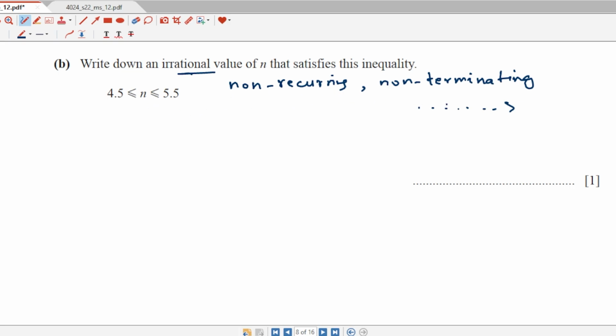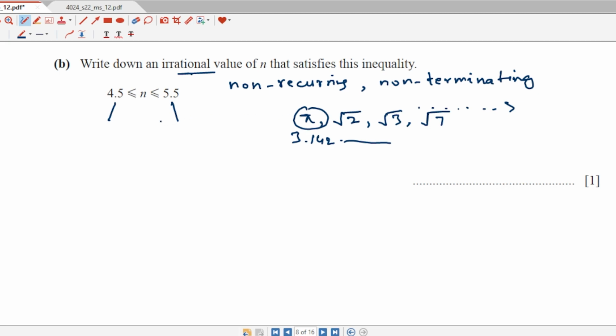So the simple way to identify an irrational number is through some examples. For example, pi is an irrational number, and any other number, for example square root of 2, square root of 3, and square root of 7, means square roots of prime numbers are considered irrational numbers. In this case, we need to identify a number which is between 4.5 and 5.5. If we consider pi, which is an irrational number, its value is 3.142 and continues. This is not between these two numbers, so we can't take 3.142 or pi.